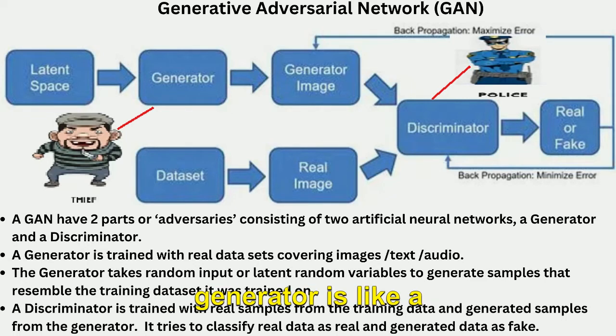The role of the generator is like a thief, to generate fake samples based on the original sample and fool the discriminator into understanding fake as real. On the other hand, a discriminator is like a police officer whose role is to identify the abnormalities in the samples created by the generator and classify them as fake or real.